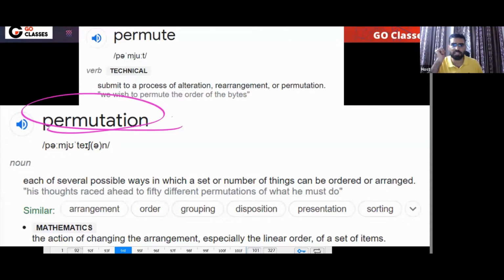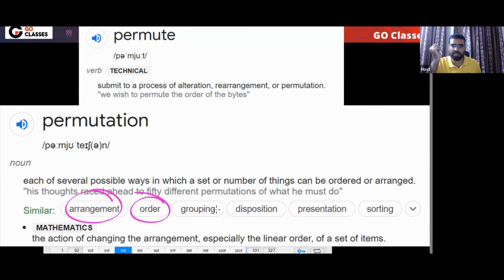So you can notice this permutation. If you check it in the English dictionary, it is just another word for order, arrangement. So this is the idea, arrangement or order. It means this is like a shuffle. You are shuffling some elements, so you are rearranging the elements. That is your permutation.